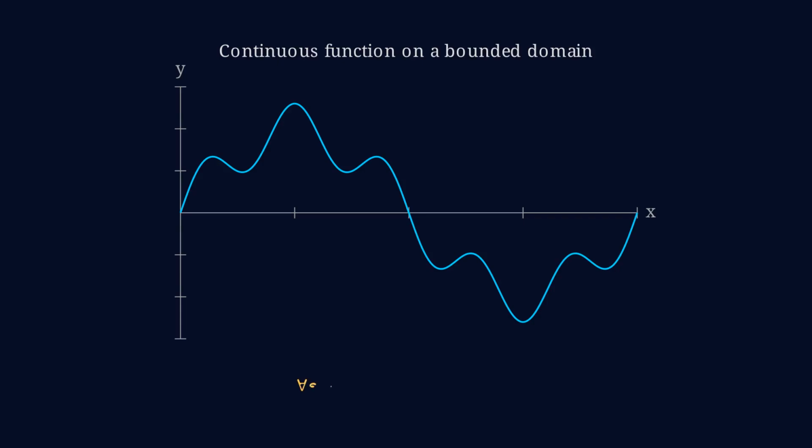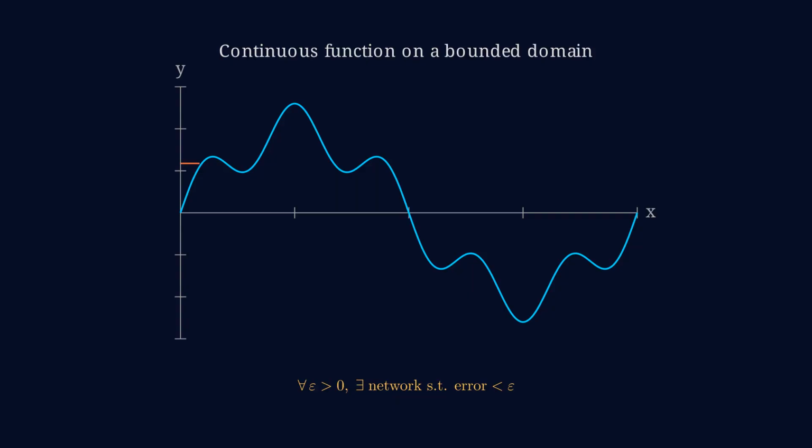Epsilon could be 0.1, 0.01, 0.001, doesn't matter. For any epsilon, there exists a network that gets within epsilon. That's a strong claim. Let's see why it's true.